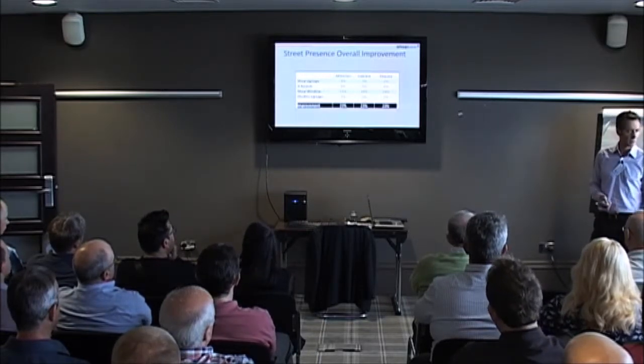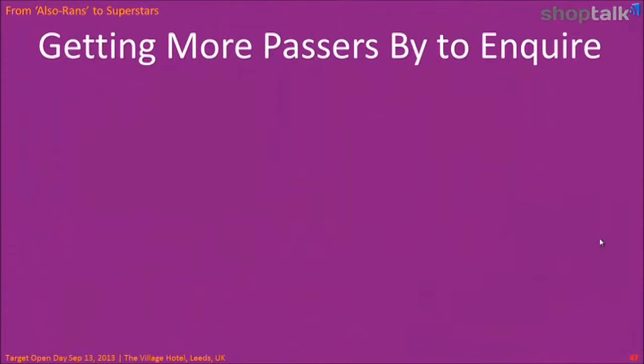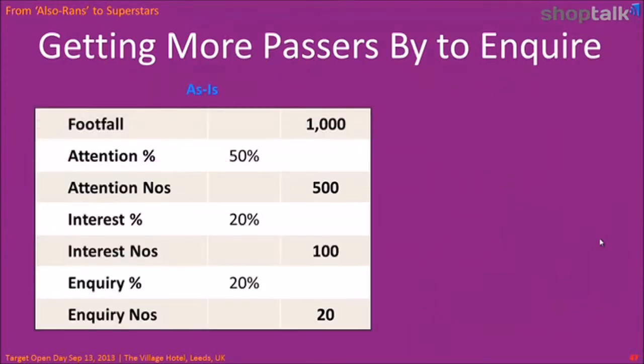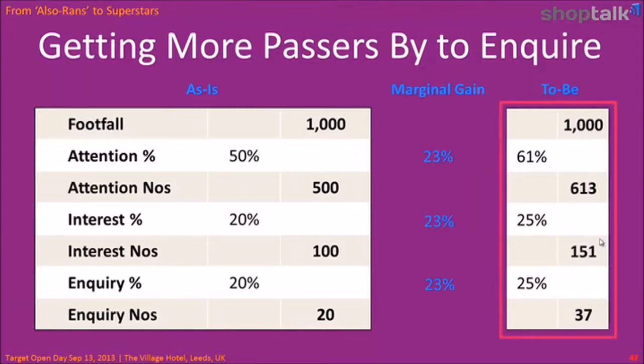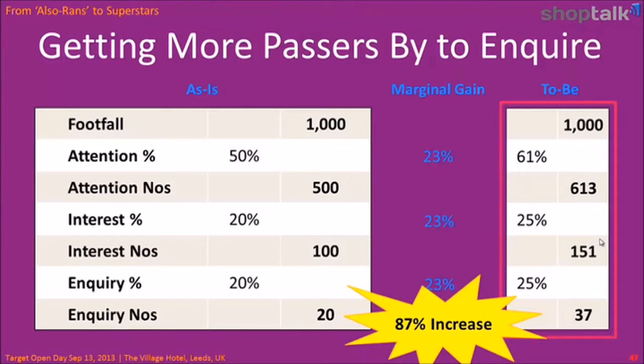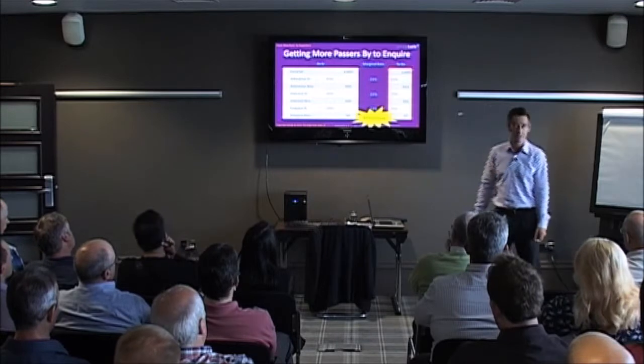So already we're seeing, hang on, this is having a bit of a disproportionate impact. Now, if you apply that to where we were before, our as-is: 1,000 people, 50% of them notice us, 20% of them are interested, and 20% of them come through the door. We've applied a marginal gain to all these different factors, which means the new percentages are now up here. We've increased them quite dramatically. If we apply those to those original numbers, look at what we get. Just by applying 3% to something like 35 different factors, an 85% rise.